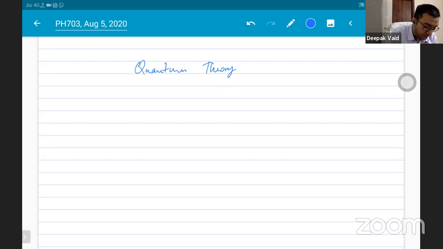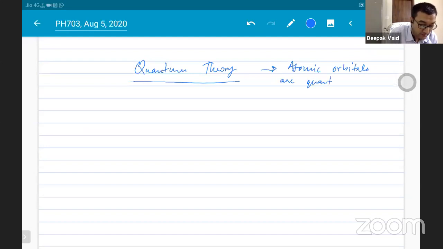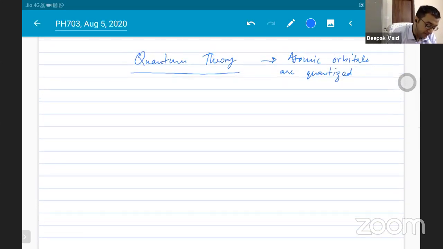Okay. And so what did quantum theory do? Quantum theory said that atomic orbits or orbitals are quantized, right? Electrons can only orbit in certain trajectories which have a fixed radius. And so it is this quantum property which makes atoms stable.